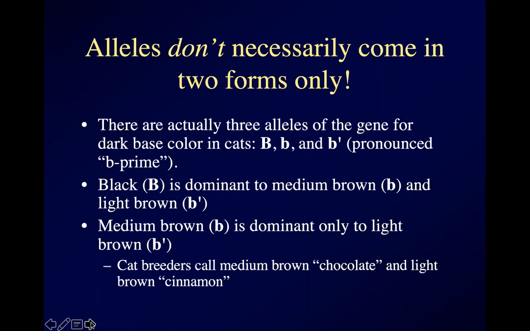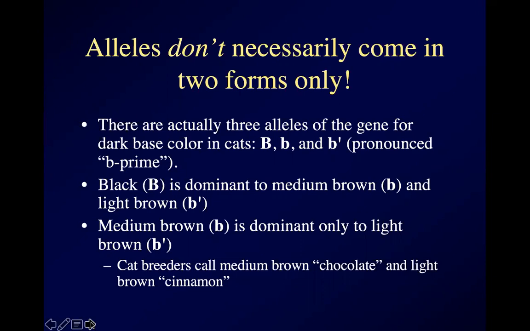And if you look at cats, cats can be black or brown or orange or spotted or tabby or things like that. There's lots of possibilities. But if you look at the alleles for dark base color, the gene for dark color comes in 3 alleles, not 2. And we can abbreviate those capital B, lowercase b, and little b prime. The prime is the name of that tick mark next to a letter.